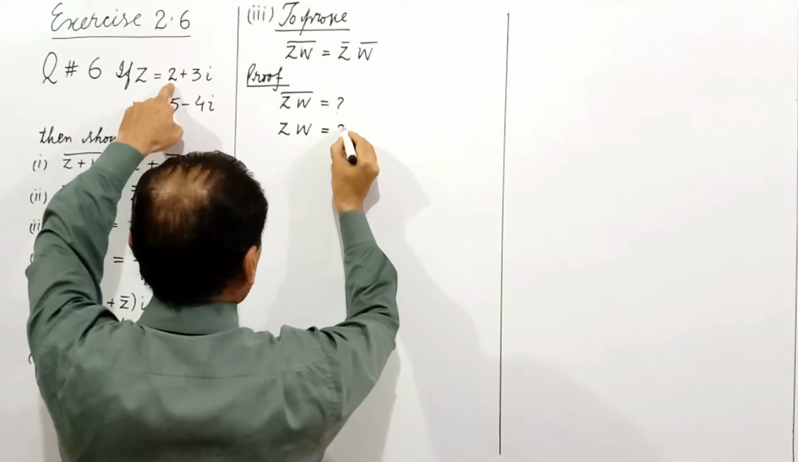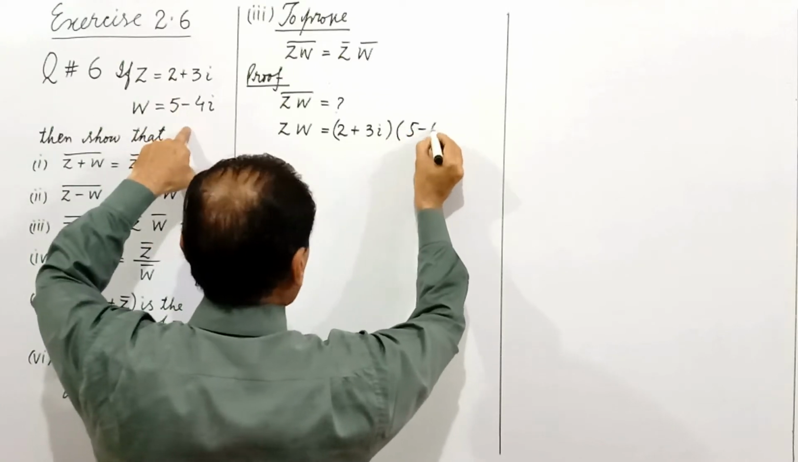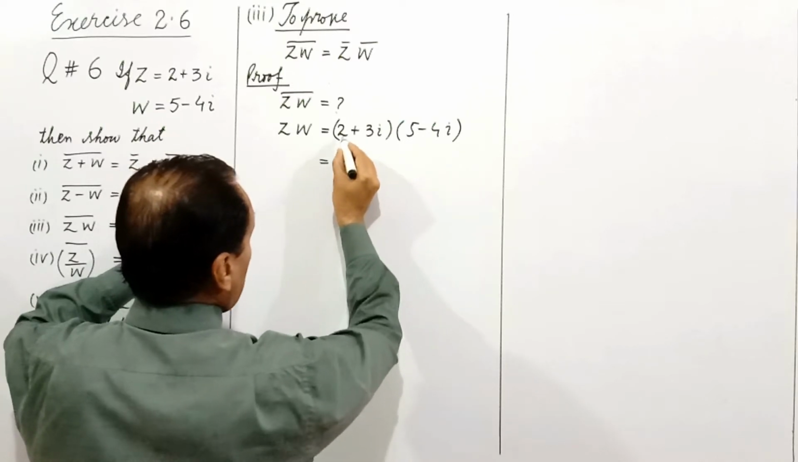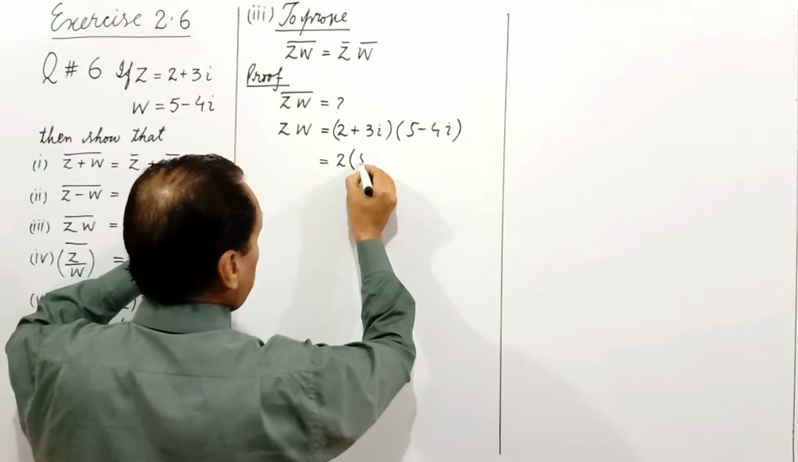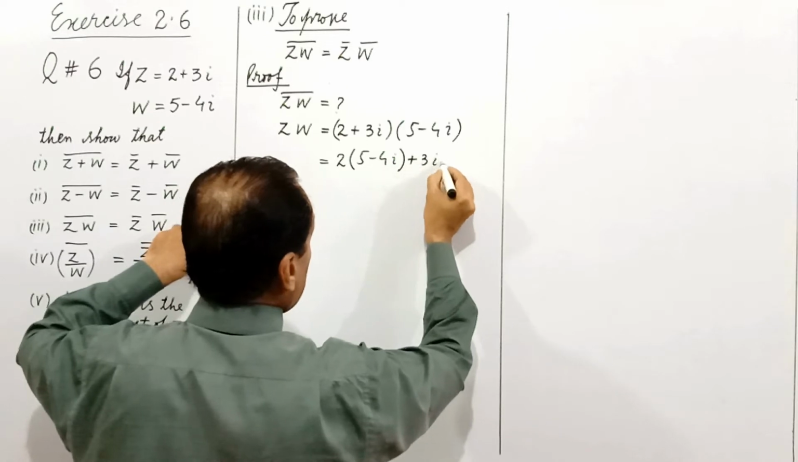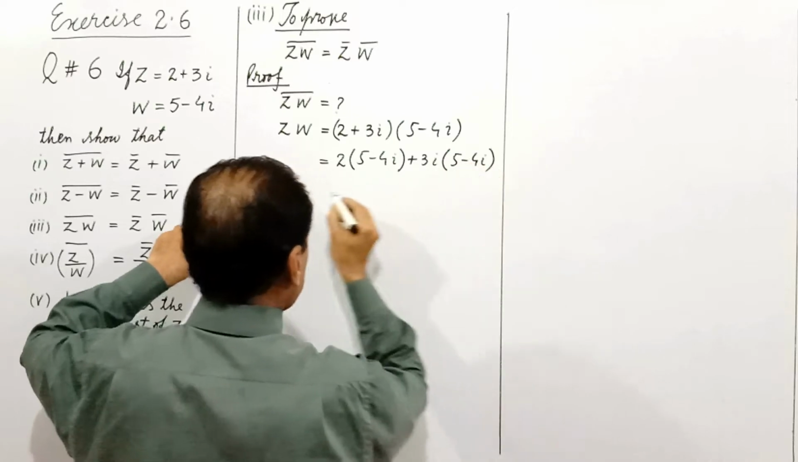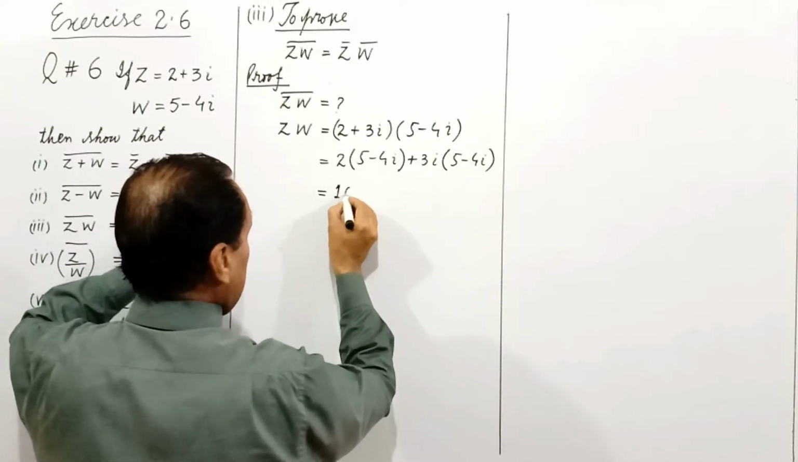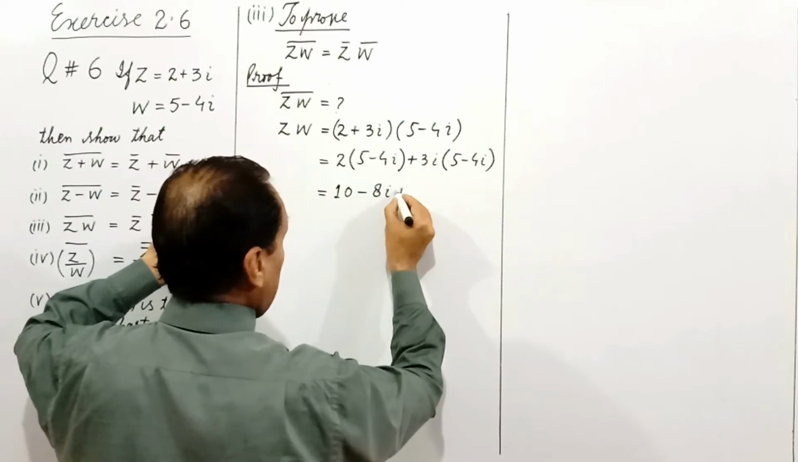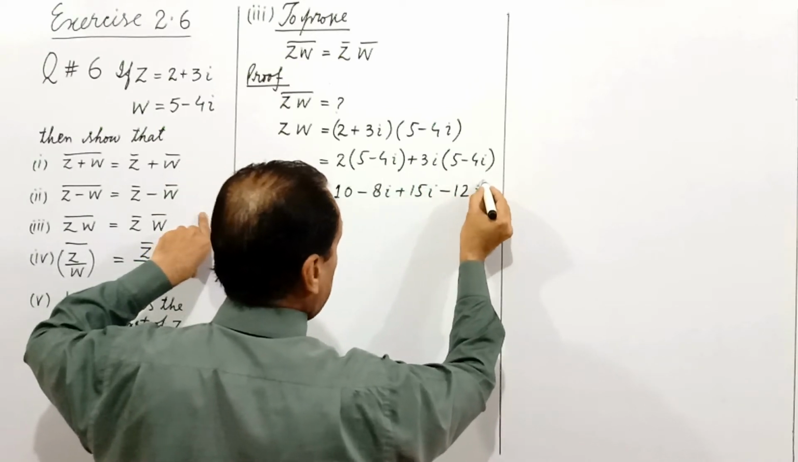We put the values, 2 plus 3 iota, 5 minus 4 iota. We use the simple linear method of multiplication in which 2 is first multiplied by 5 minus 4 iota and 3 iota is multiplied by 5 minus 4 iota. 2 5s are 10, 2 4s are minus 8 iota, plus 3 5s are 15 iota, minus 3 4s are 12 iota into iota, iota square.